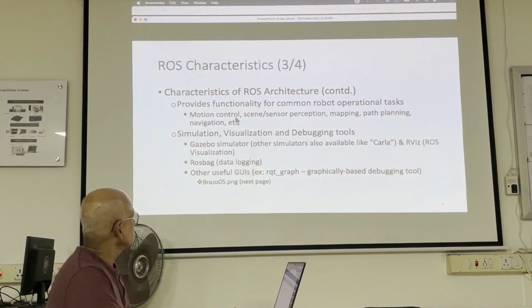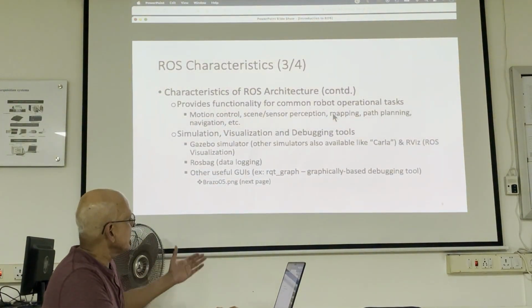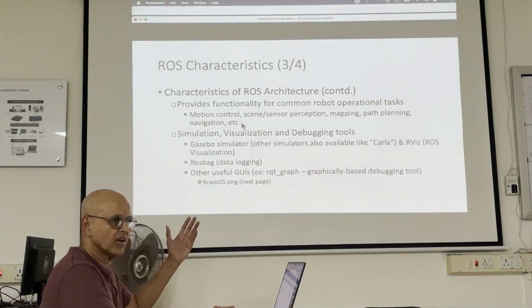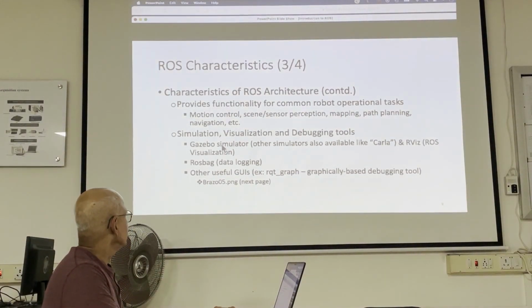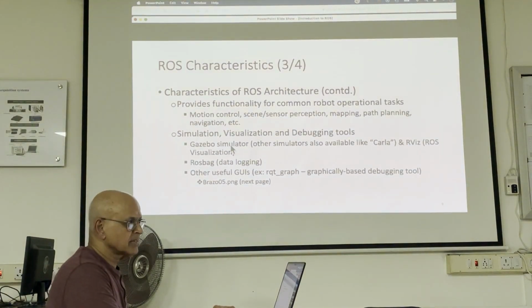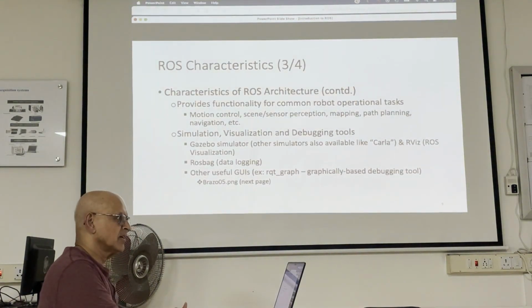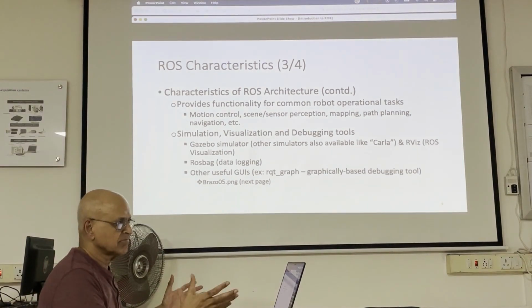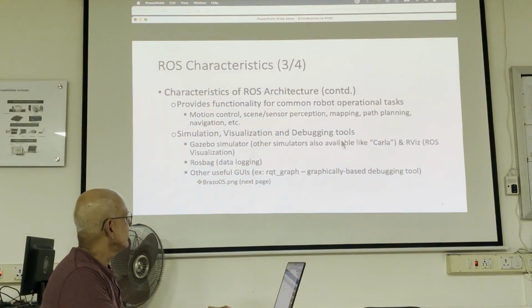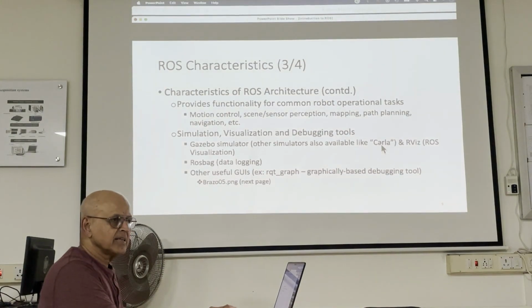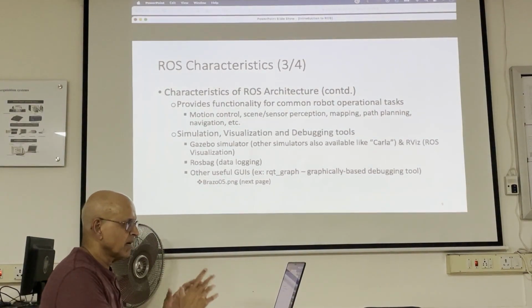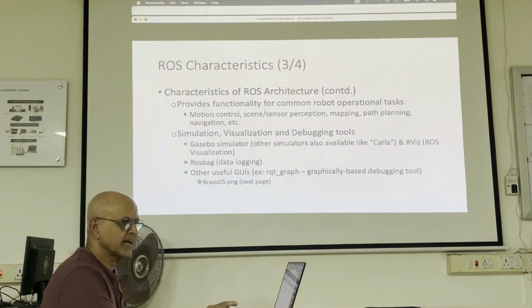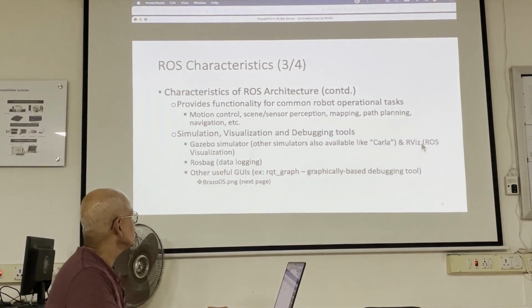So I told you this, motion control, scene, sensor perception, all these packages are available. Mapping, smart planning, navigation, all of these are available in ROS. Now, Gazebo simulator is the commonest simulator because it started off by being in bed with ROS, then they kicked them out. But now most people stick with Gazebo. Carla, we'll check it out. Carla is much more sensational in terms of what it looks like, the looks. RViz is built into ROS. We'll see what RViz is capable of doing. We'll also look at what Gazebo is capable of doing tomorrow in greater detail.